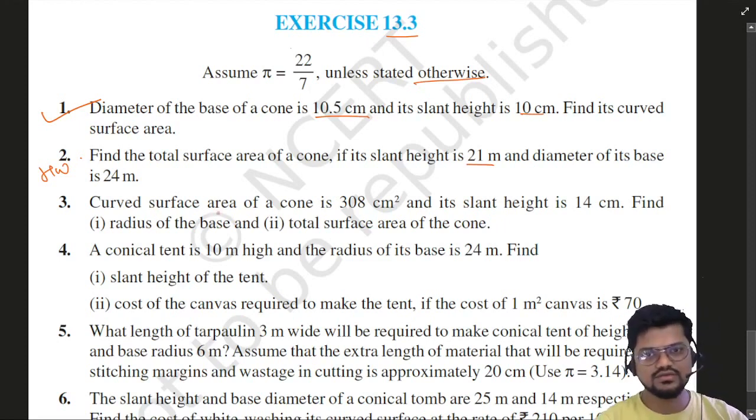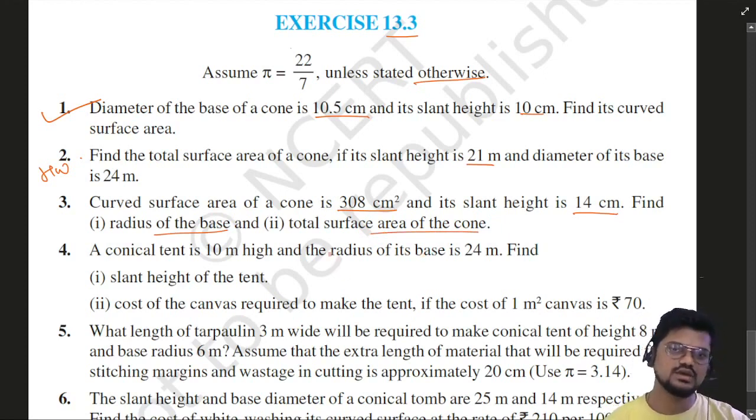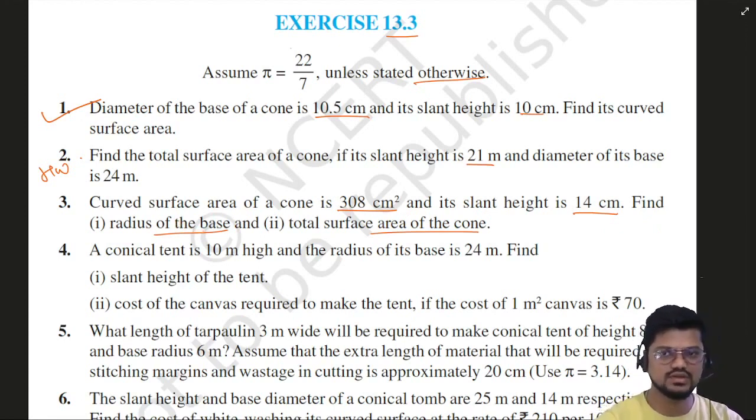Now the curved surface area of a cone is this much and its slant height is this much. Find the radius of the base and the total surface area of the cone. Now the surface area of cone is given and its slant height is given. You have to find the radius of the base. This is also very easy. We'll solve it. You can see to it.